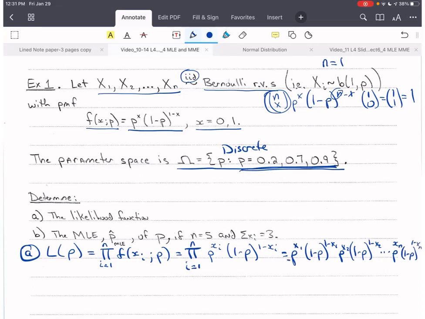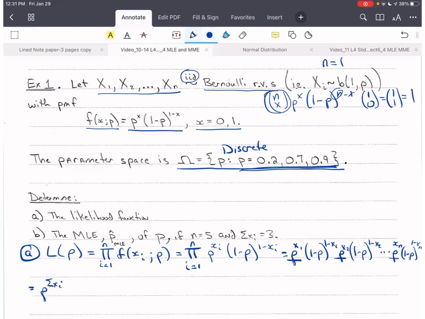Well, if I just look at the p's, remember the p is the same value. I don't have any indices on p. So this is p to the x1 times p to the x2 times p to the x3, however many n is, up to p to the xn. So I add the exponents. This is going to equal p to the sum of xi.